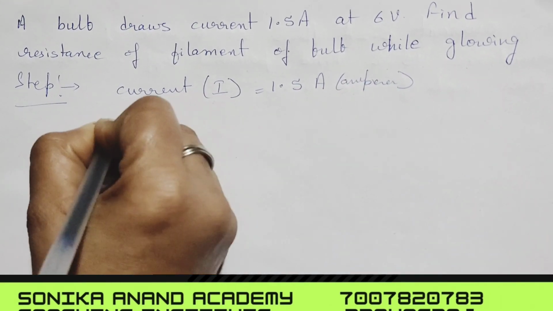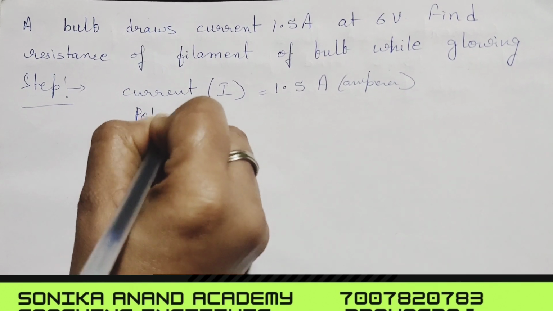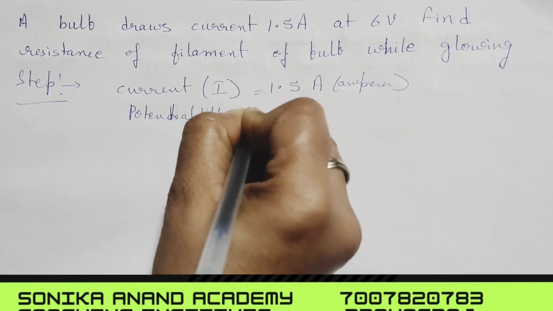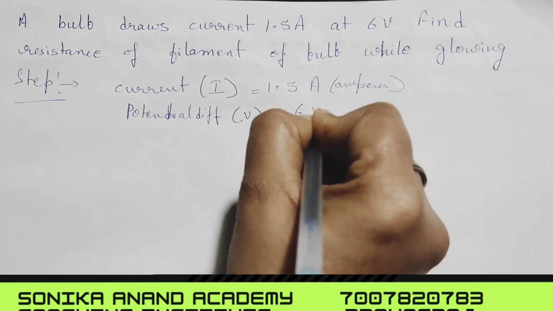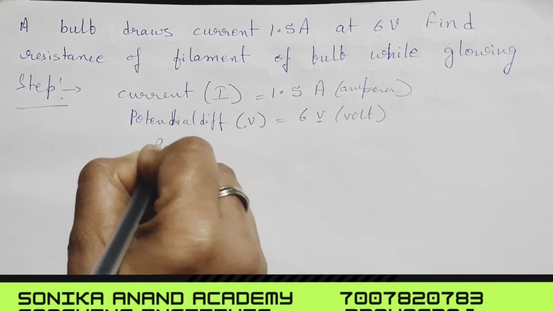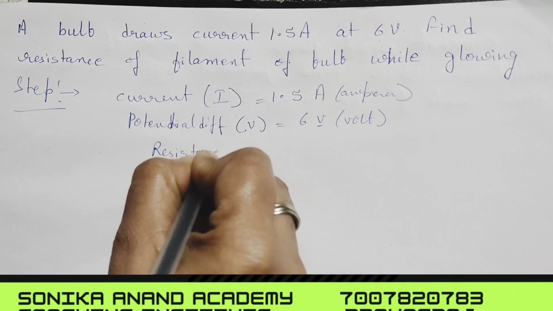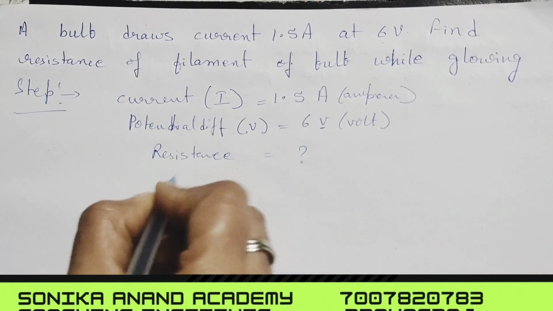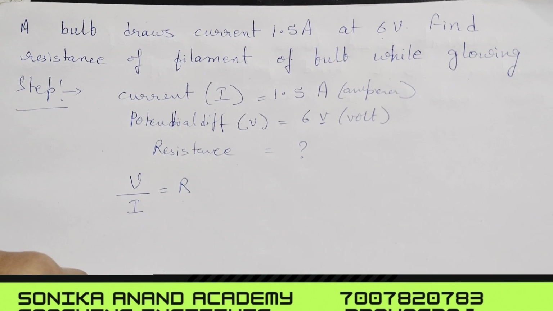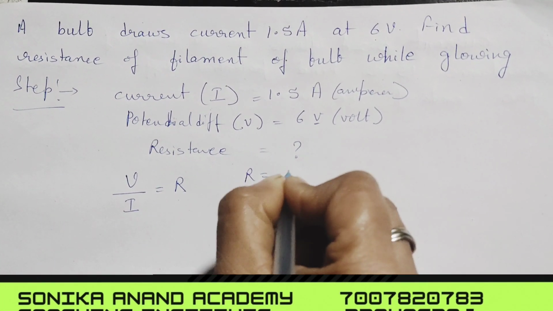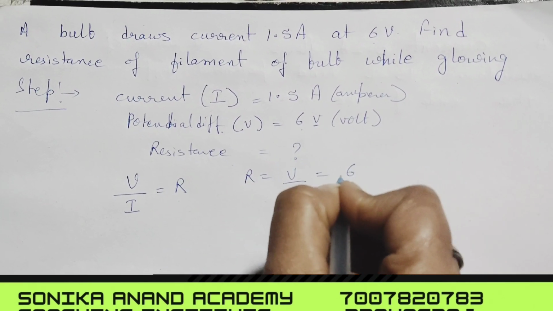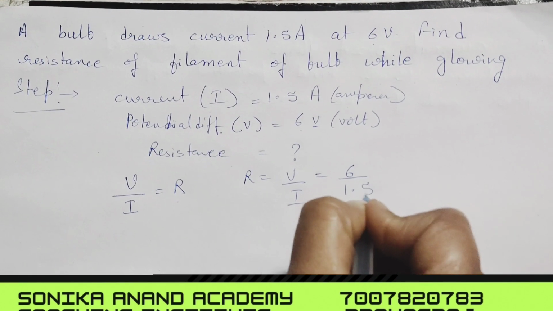Now potential difference, it is denoted by V, which is equal to 6 volt, and here V is volt, its unit. Clear? And we have to find resistance. So again we have the formula from Ohm's law. V upon I is equal to R. So R is equal to V over I. That means the value of V is 6 volt and the value of current is 1.5.